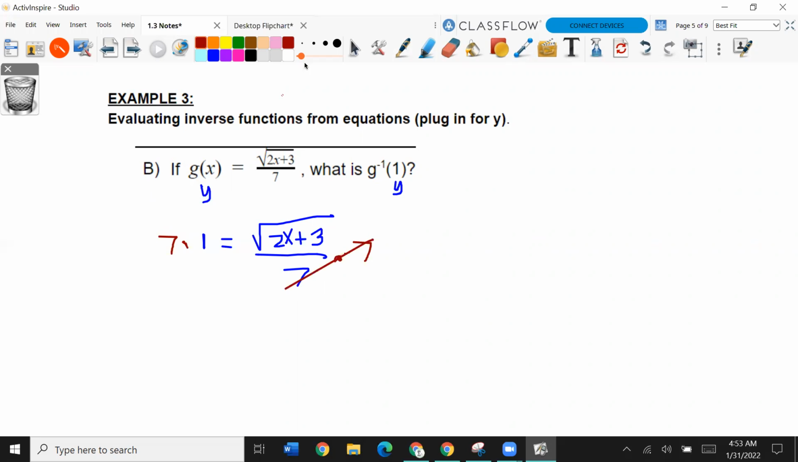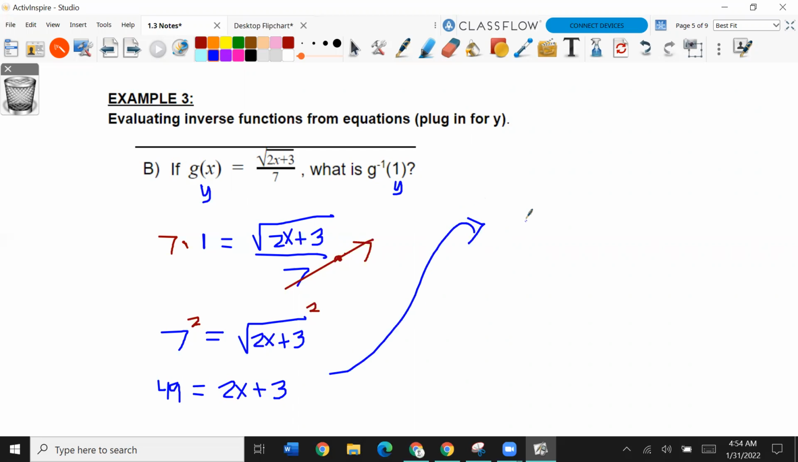Okay. So that's going to be 7 equals the square root of 2x plus 3. Now I've got everything under the square root. So the first thing I want to do is undo that square root by squaring both sides. That'll cancel out the square root here. And hopefully 7 squared, which is 49, gives me 2x plus 3. So now I can solve this. Let me write this up here. 49 equals 2x plus 3.